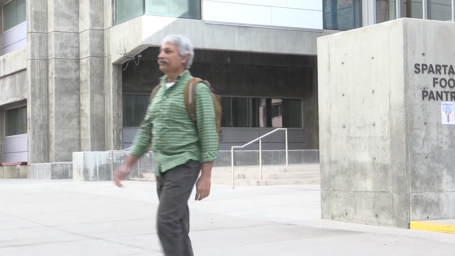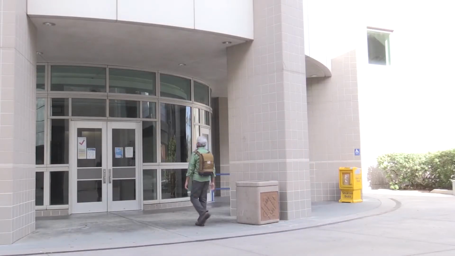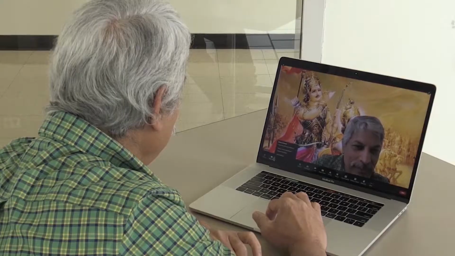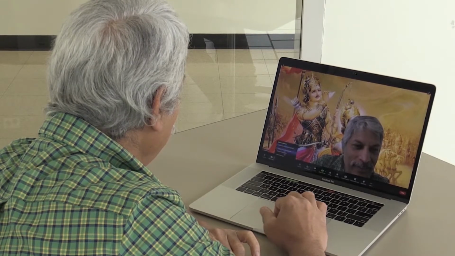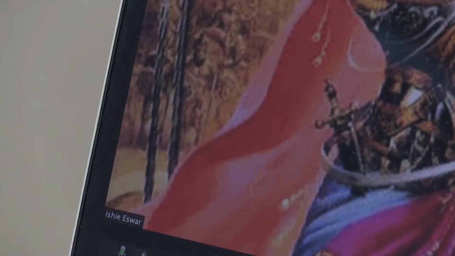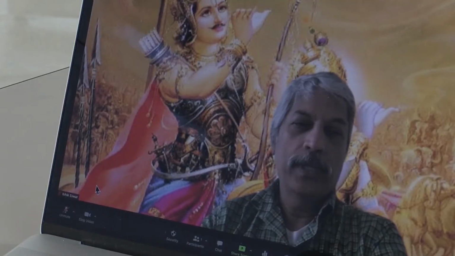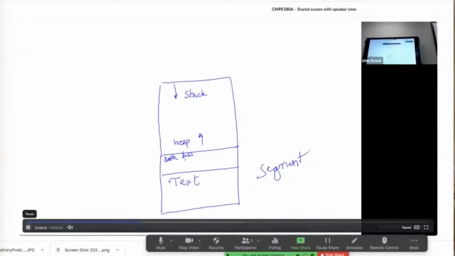I'm Ishie Eswar. I'm a lecturer in the Computer Engineering Department in College of Engineering. The class is made up of people who have been working in the industry for a few years. It's a lecture lab combination. When you're in a hybrid setting, you have students both in remote locations and in the local classroom.